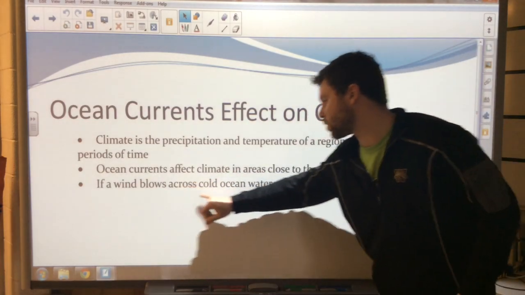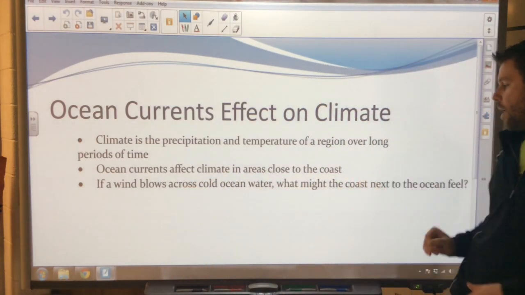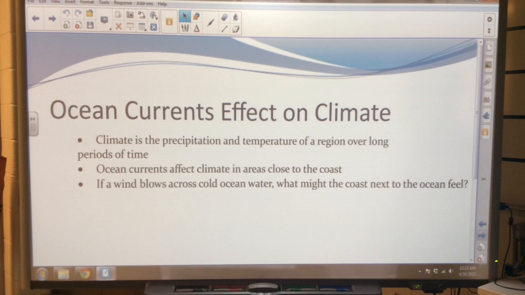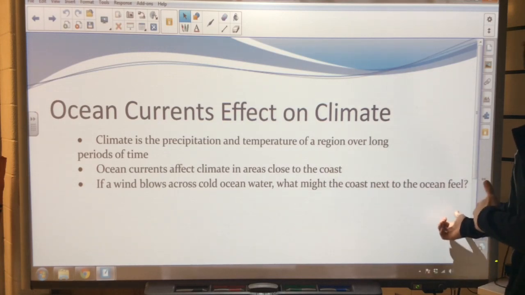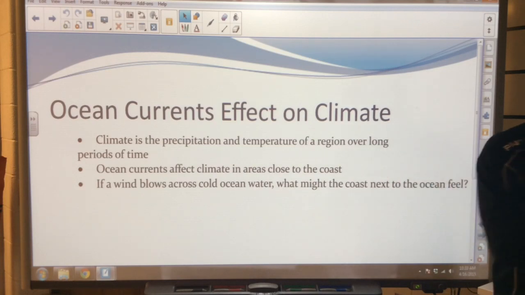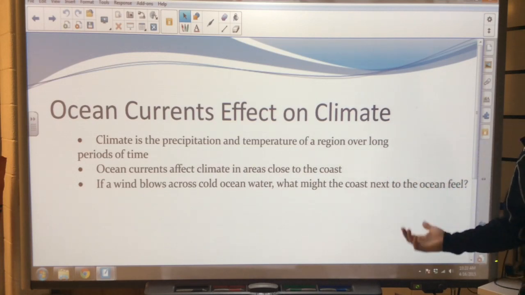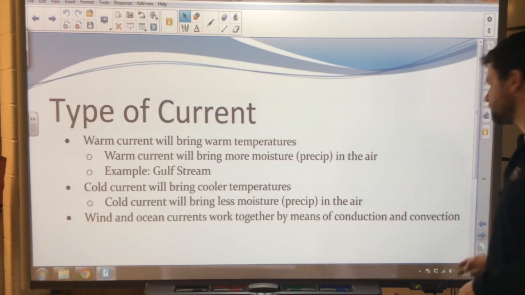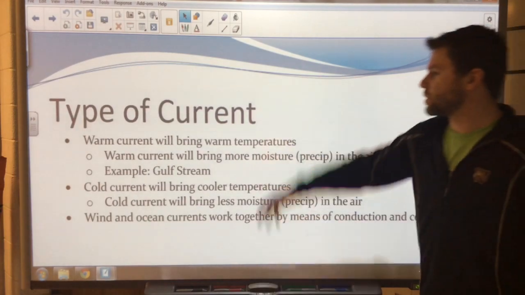So if a wind blows across a cold ocean water, what might the coast next to the ocean feel? I want you to answer that. Think of what we just talked about, right? If the wind blows across a cold ocean, what might the coast of that ocean feel like? So type of current.